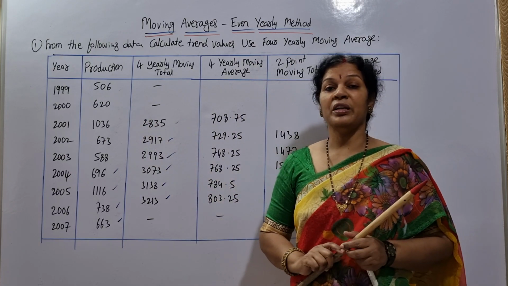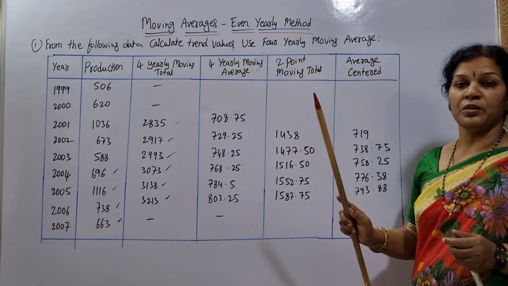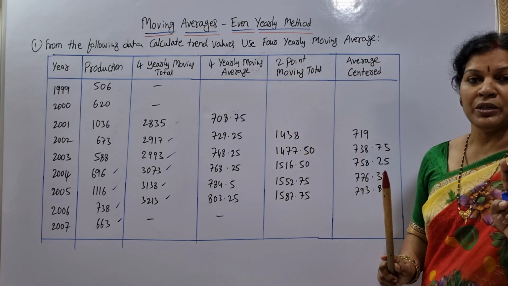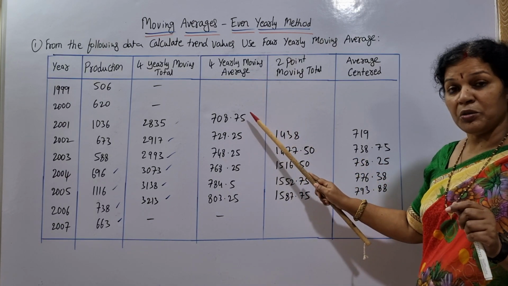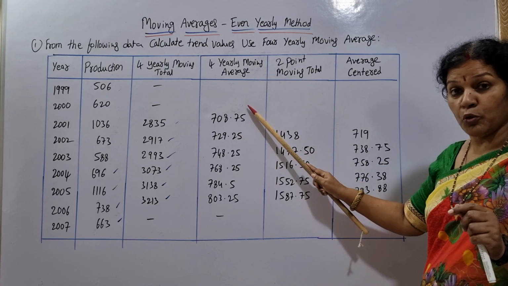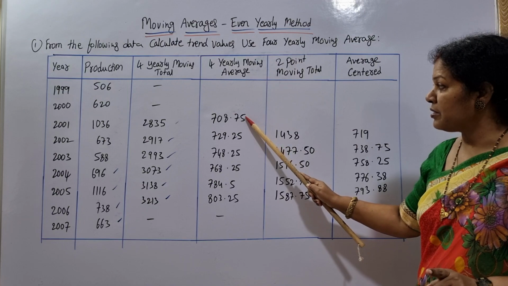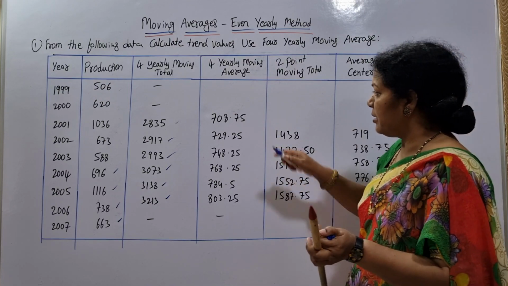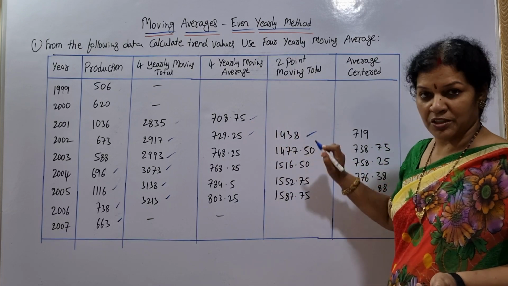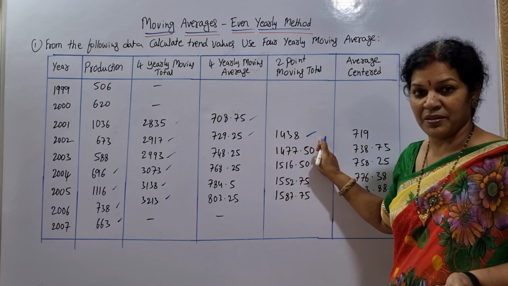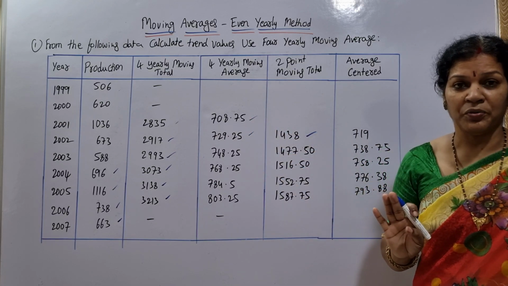Whenever an even number like 4-year is given, you have to provide 2 more columns. One column is the 2-point moving total. 2-point moving total means here you are going to take the total of these 2 points, only 2 points out of these 4. The first number and the second number, this total comes to 1468, where we have posted at the second number. We are just adding two numbers, that's all, nothing to confuse.